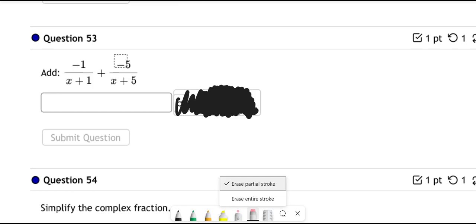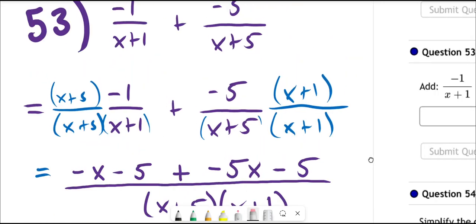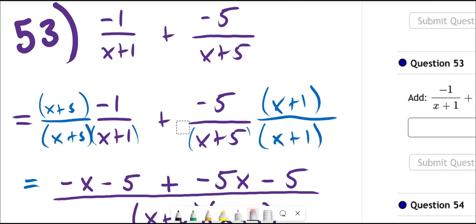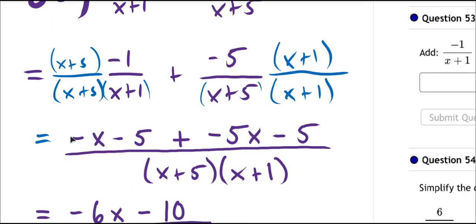53 is a sum of rational functions. We see that we don't have like bases, so we can't just sum their numerators. We have to get them the same first. In order to get two fractions the same, we can take this denominator and multiply it top and bottom over here. We can take this denominator, x plus 1, and multiply it top and bottom over here. And then we distribute the minus 1 and the minus 5 to get the following.